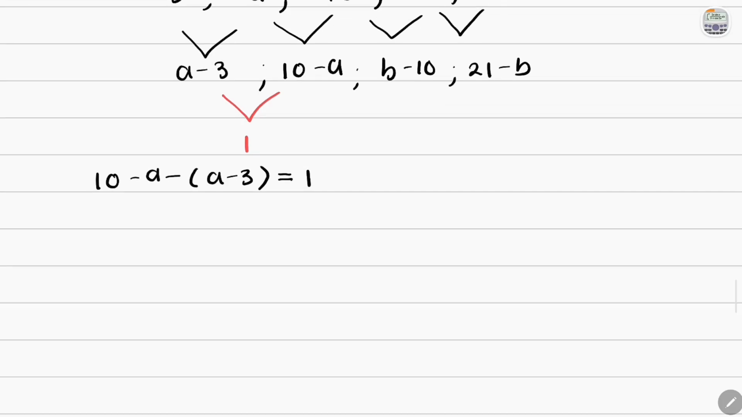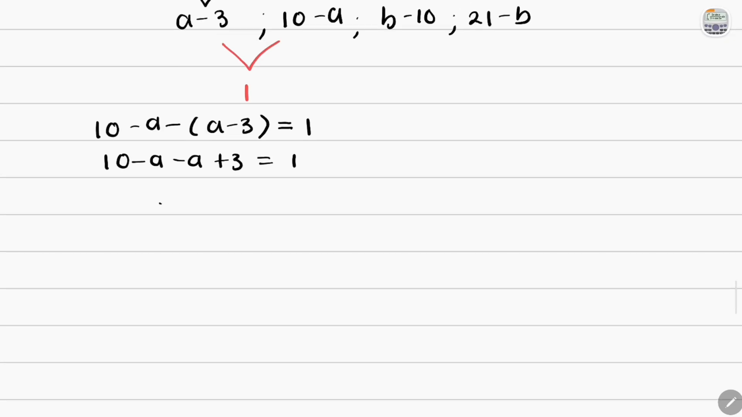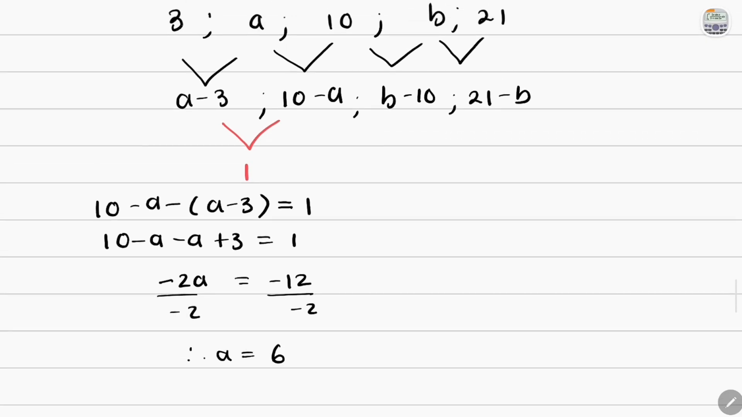So let's find a. That's 10 minus a, and then multiplying in the negative, that becomes a plus 3, is equal to 1. Variables on one side, numbers on the other. So this is negative 2a, and then 10 plus 3 is 13. If you take it over, it becomes negative 13. So you have 1 minus 13, which is negative 12. Then divide both sides of this equation by negative 2. Therefore, a is equal to 6. So we know what a is now.